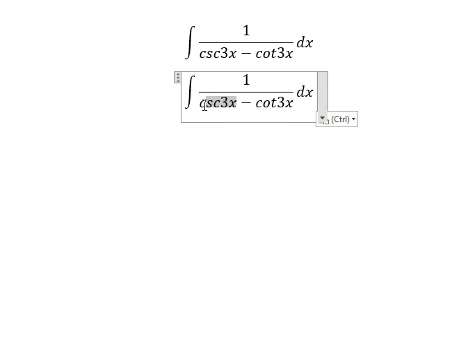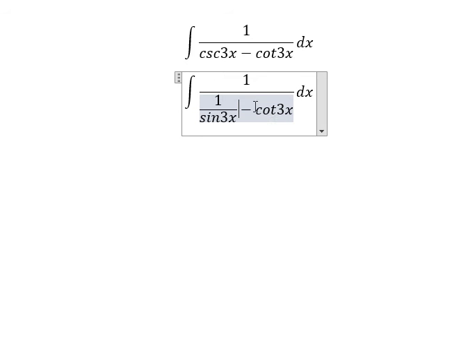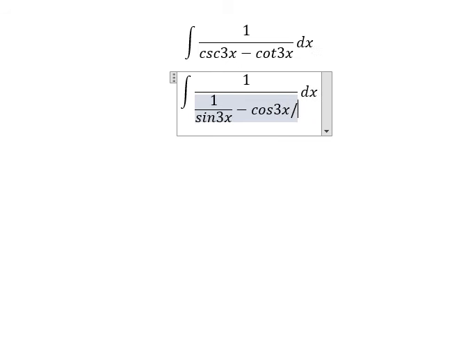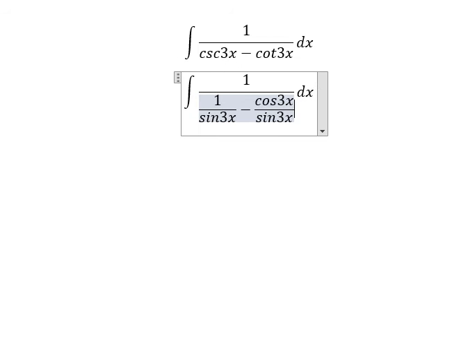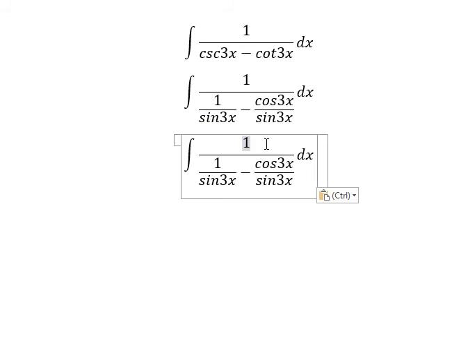Cosecant of 3x we change into 1 over sine 3x. Cotangent 3x we change into cosine 3x over sine 3x. Next, we multiply sine 3x on numerator and denominator.